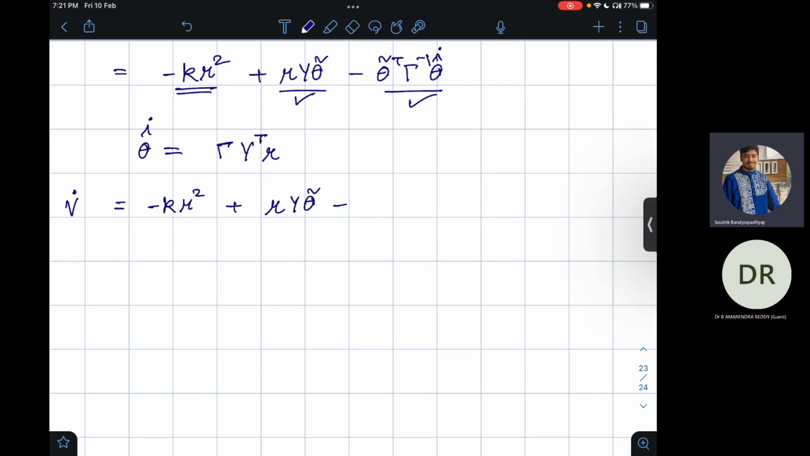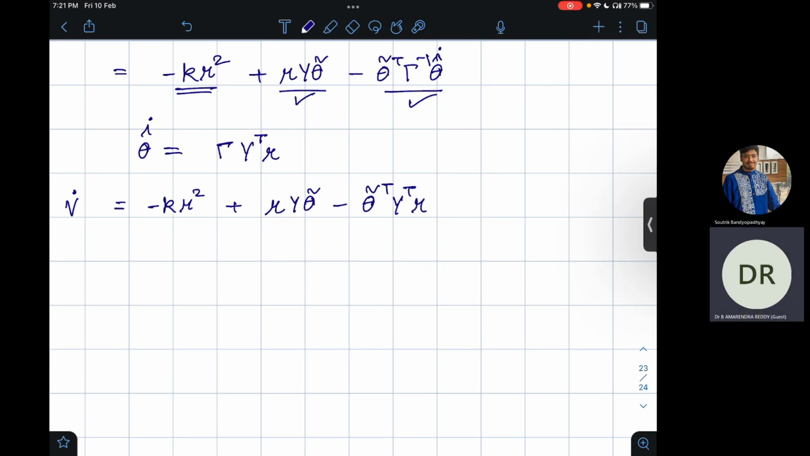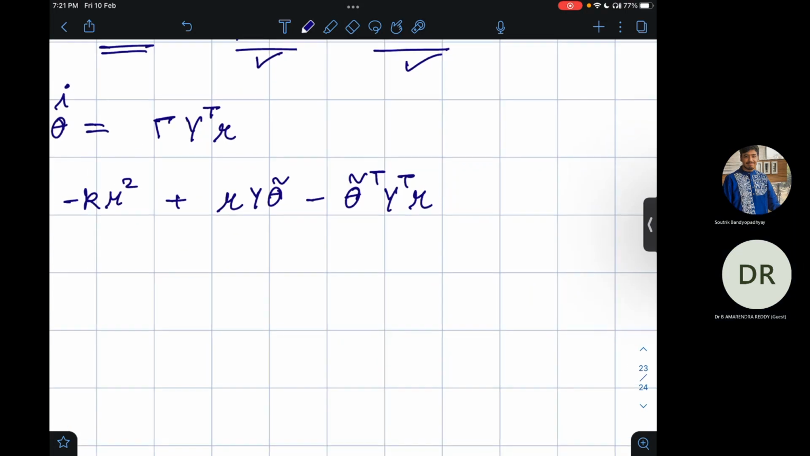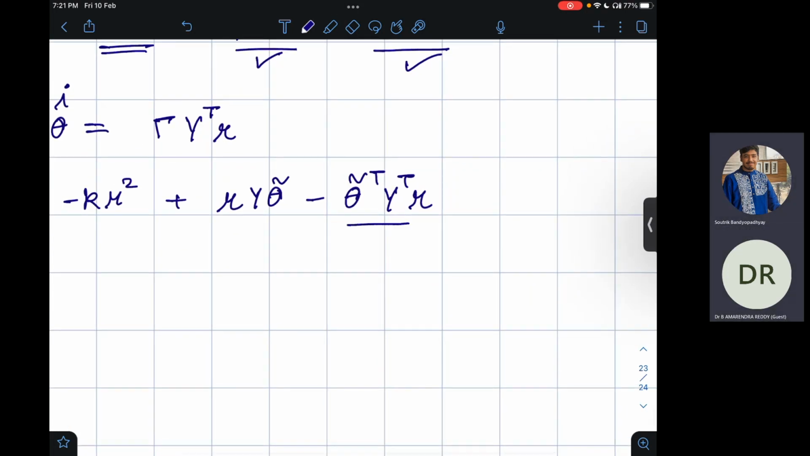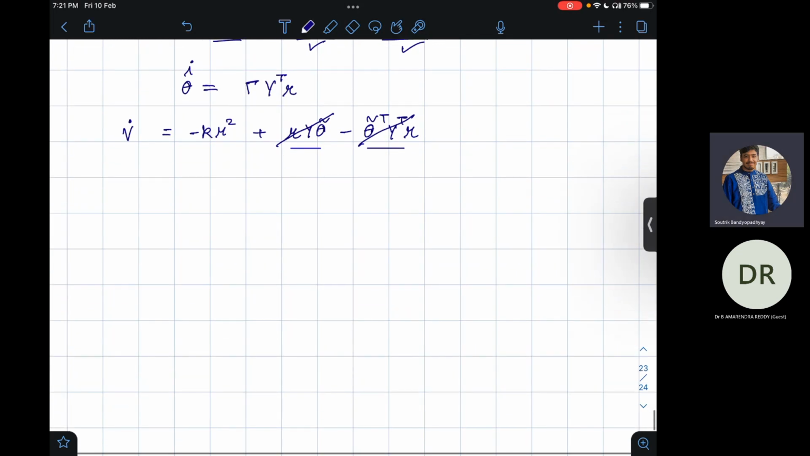Minus this, gamma and gamma inverse get cancelled out. So we have theta tilde transpose Y transpose into r. Now this is the transposition of this. They cancel each other, right? So V dot is minus k r squared.